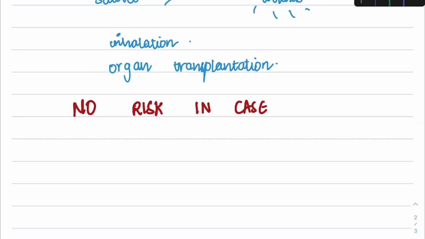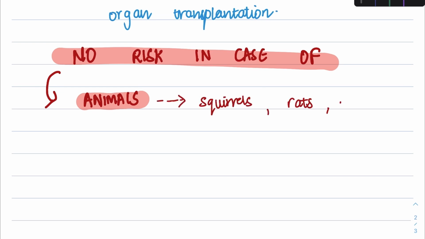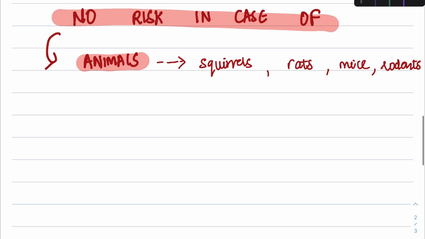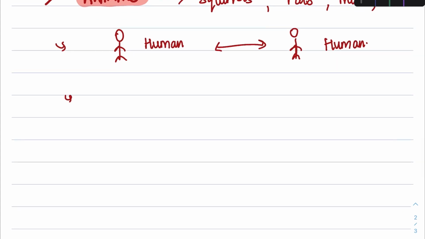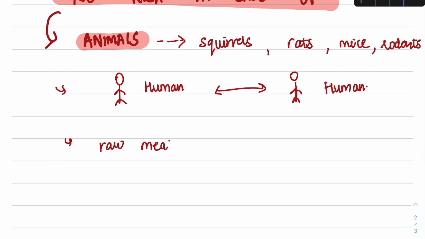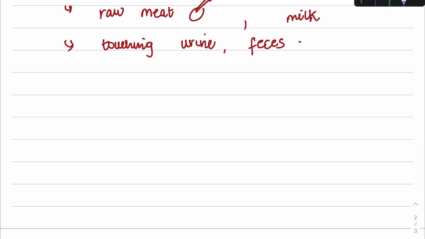Now, there is no risk of transmission in certain cases. Animals like squirrels, small rodents, mice, and rats cannot transmit the disease. Next is human to human transmission. Suppose a human being who is infected with the rabies virus bites another human being, there is no risk of transmission here. Eating the raw meat of a rabies infected animal or drinking their milk does not transmit the virus. Moreover, touching the urine, blood, or feces does not transmit the infection.